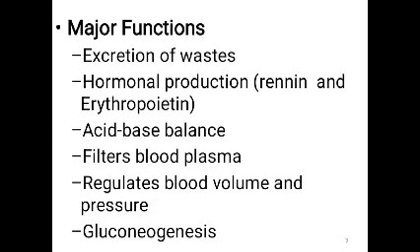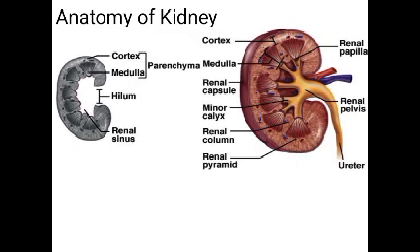Major functions: excretion of wastes, hormonal production (renin and erythropoietin), acid-base balance, filters blood plasma, regulates blood volume and pressure, and gluconeogenesis. The anatomy of the kidney is on this diagram.